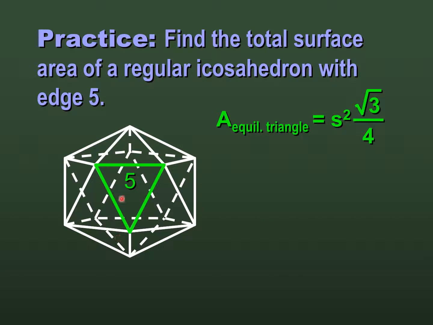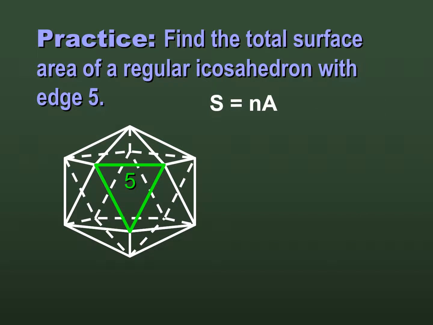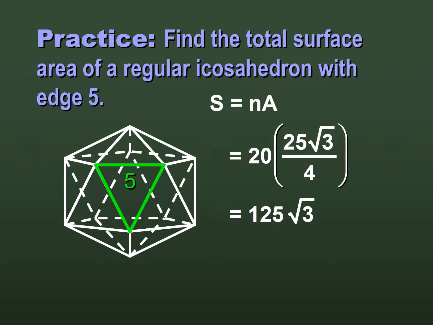Our side is 5, so we'll substitute 5 for S. So we get 25, because that's 5 squared, times the square root of 3 over 4. And that's the area of one of the faces. An icosahedron has 20 faces. To find the surface area, N is 20, and the area is 25 square roots of 3 over 4. To simplify, 4 goes into 20 five times, and 5 times 25 is 125. So we have 125 square roots of 3 as our final answer.